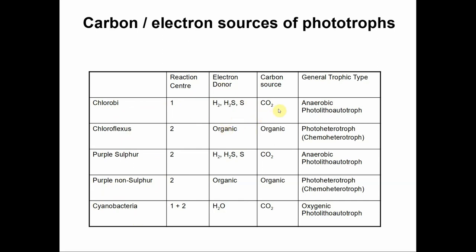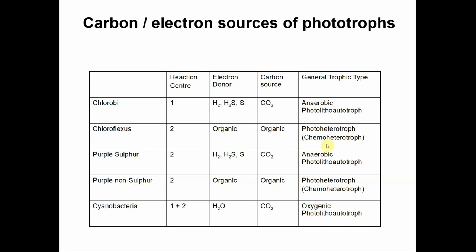They're basically lithoautotrophs. They're anaerobic, and so light is used to increase the efficiency of their lithoautotrophic metabolism. That's kind of the same for the purple sulfur bacteria, although they use a different photosystem to do the same thing. Then Chloroflexus, the green non-sulfur photosynthetic bacteria, and purple non-sulfur bacteria.